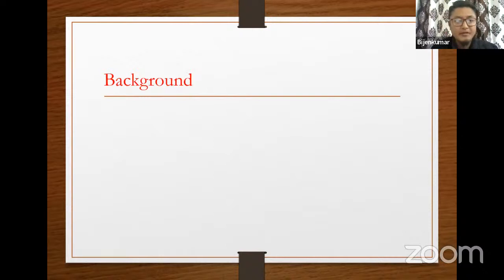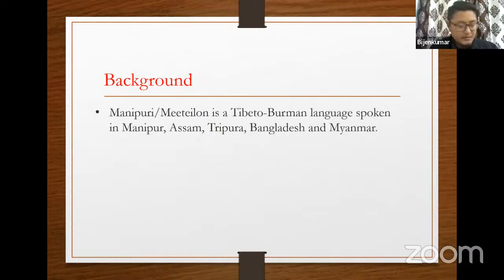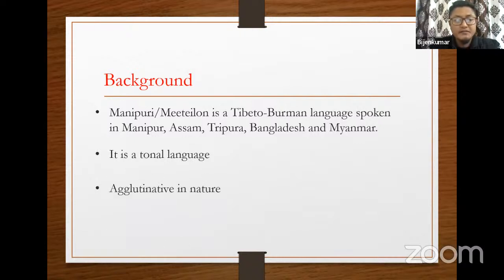So here we go. Before we start our presentation on the Ka, I would like to give a brief background of the language. Manipuri, or the Meiteilon, and some people also call Meiteilon as Meiteiron. It means the same in the allomorphic way. It's a Tibeto-Burman language, which is spoken in the northeast state of India, Manipur, and its neighboring states like Assam, Tripura, as well as in the neighboring countries of Bangladesh and Myanmar, which is also Burma. Giving typological features of Manipuri or Meiteilon, it's a tonal language, and it is agglutinative in nature, and it is a verb-final language.